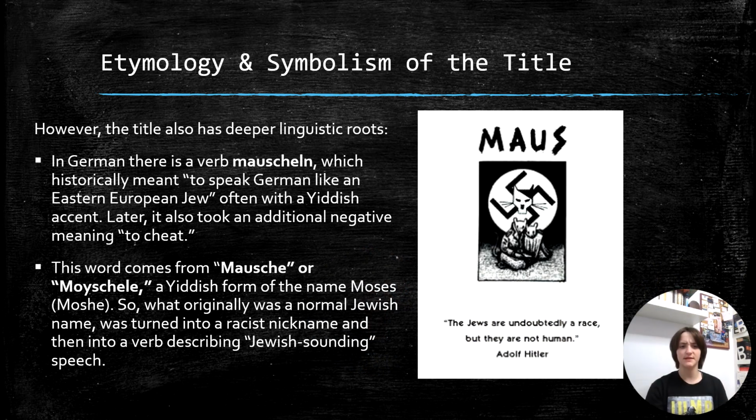However, this title also has deeper linguistic roots. In German, there is a verb "mauscheln," which historically meant to speak German like an Eastern European Jew, so basically with a Jewish accent, a Yiddish accent. Later, it also took an additional negative meaning, which was to cheat. Now, these words come from Mausche or Moischele, a Yiddish form of the name Moses. So basically, what was originally a normal Jewish name turned into a racist nickname and into a verb describing Jewish-sounding speech. Now, something that Hitler said, which is in the first pages of the book, is that the Jews are undoubtedly a race, but they're not human, by Adolf Hitler.